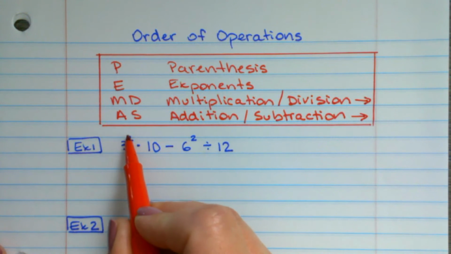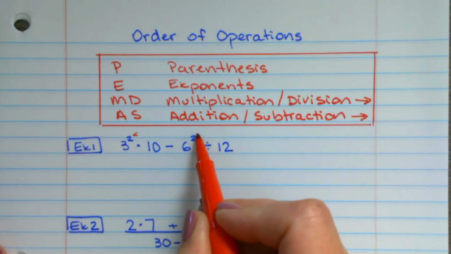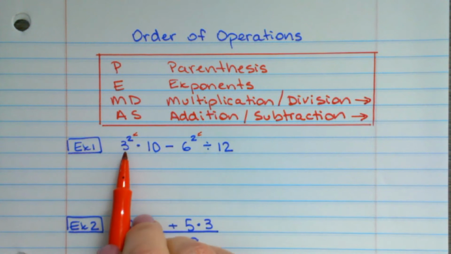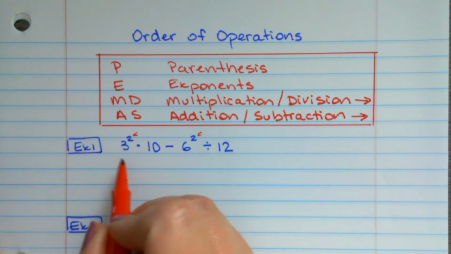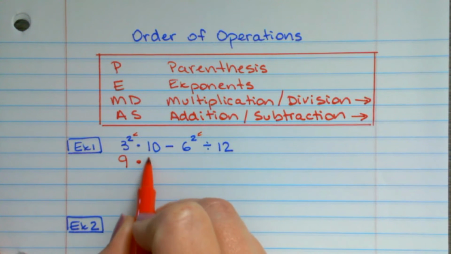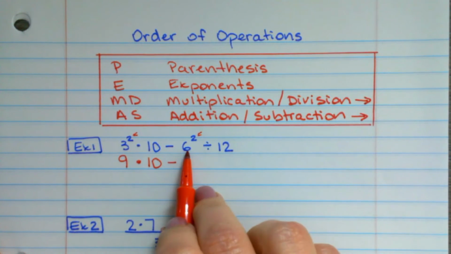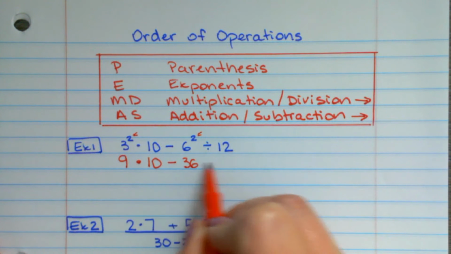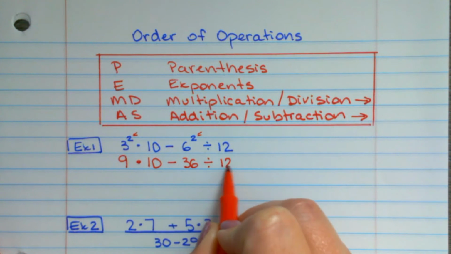Exponents are these 2 tiny little numbers right there that are on top of the regular number or on top of the integer. Okay, so 3 squared means 3 times 3, or 3 repeated itself twice. So 3 squared is 9 times 10 minus 6 squared, or 6 times 6 is 36, divided by 12.